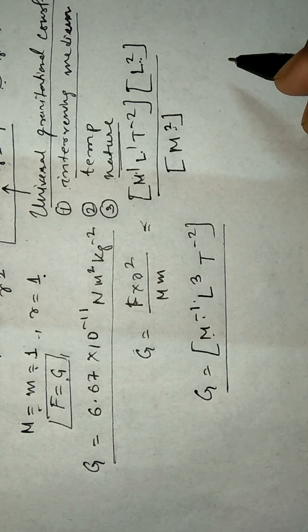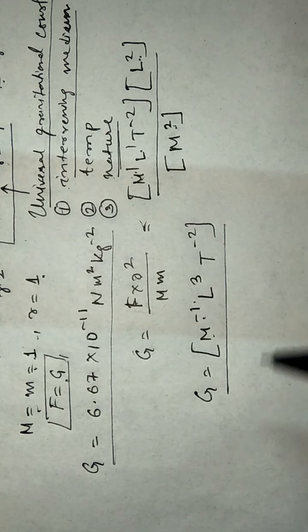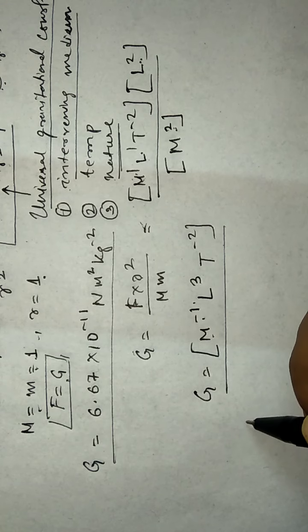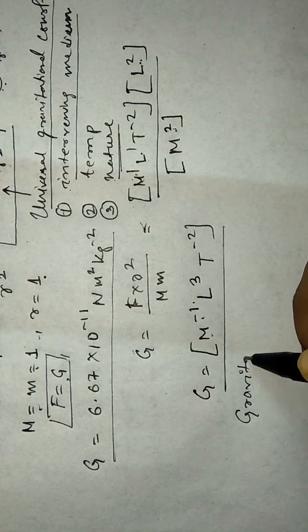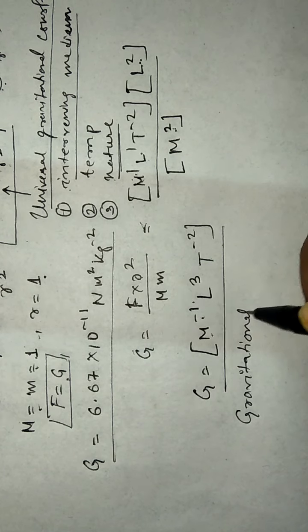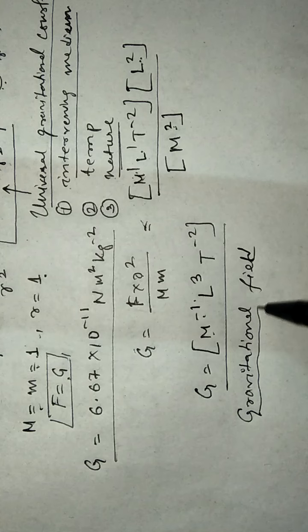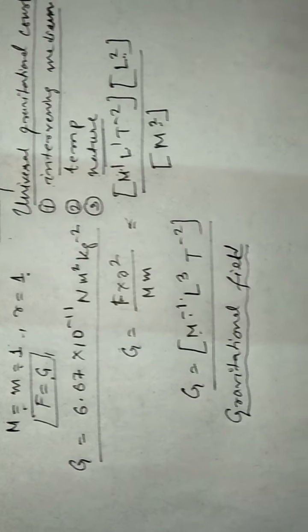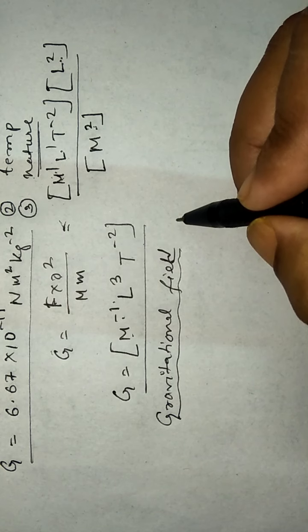So after having known the value of G, the universal gravitational constant, now let us see what is known as the gravitational field. So next we'll discuss gravitational field. Now, as you know, there is a cricket field, then there is a football field, just like that there is a gravitational field.